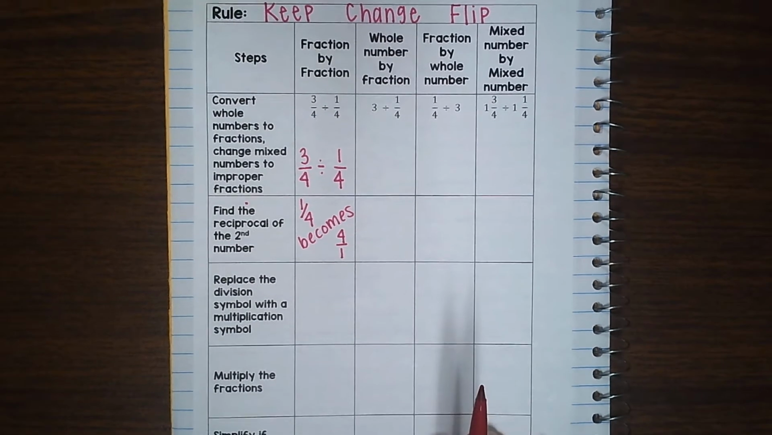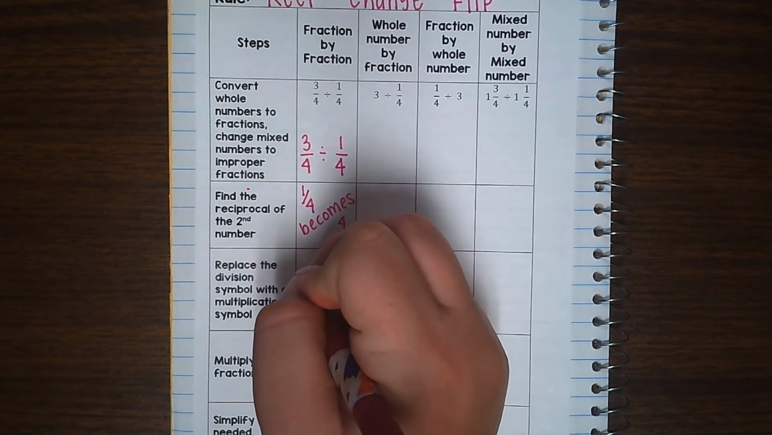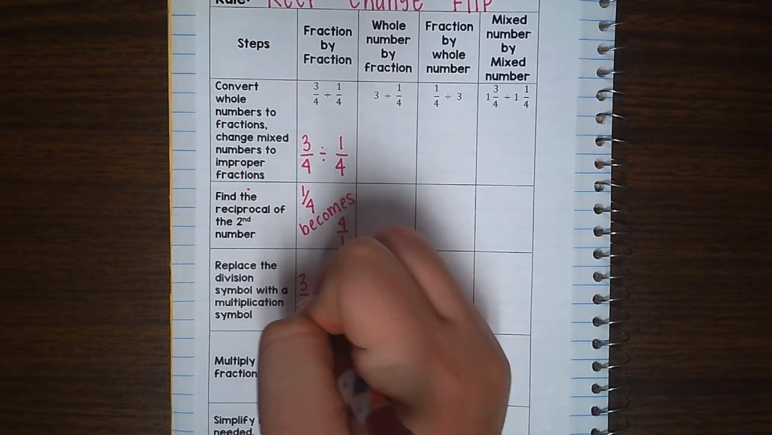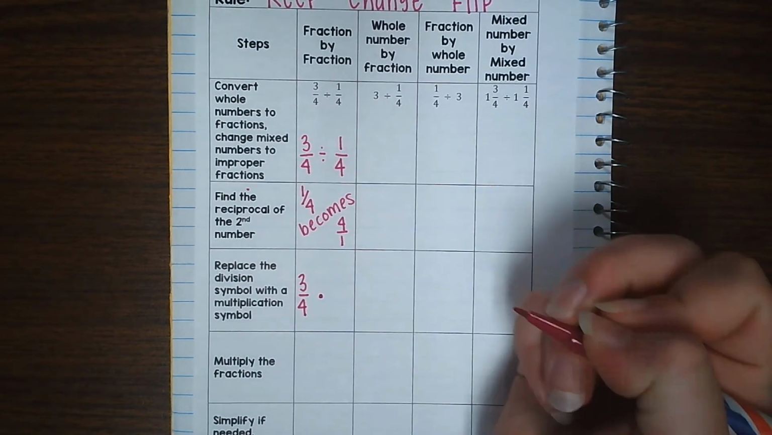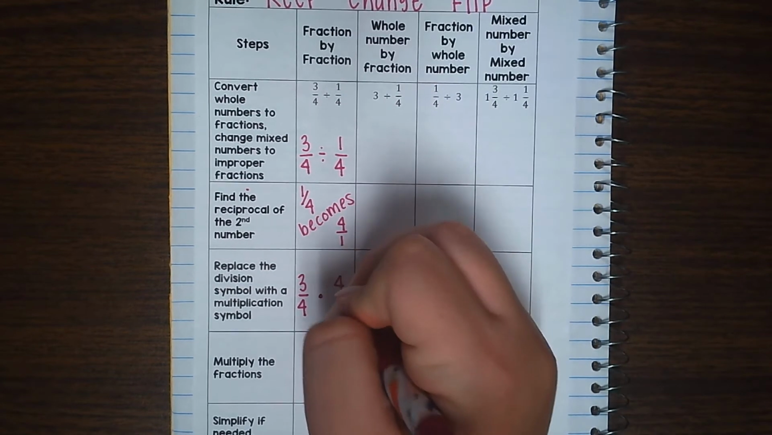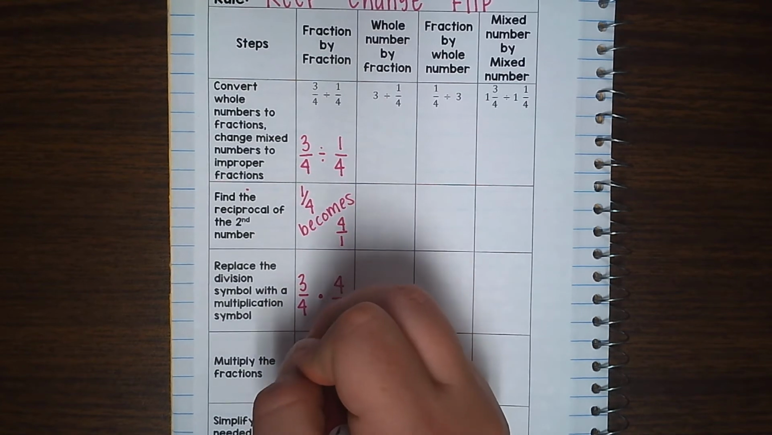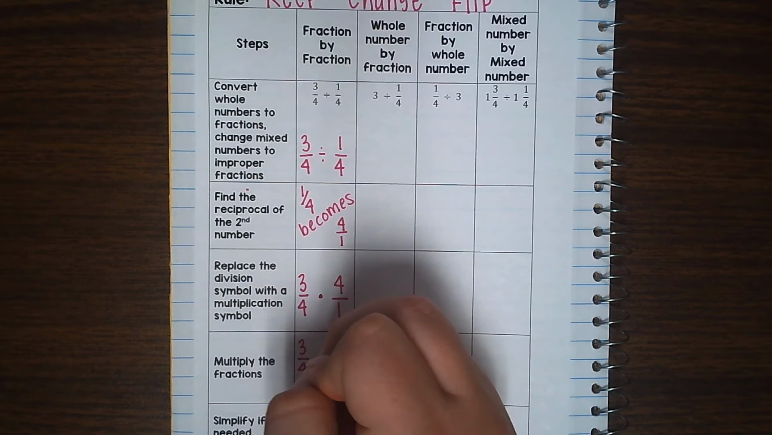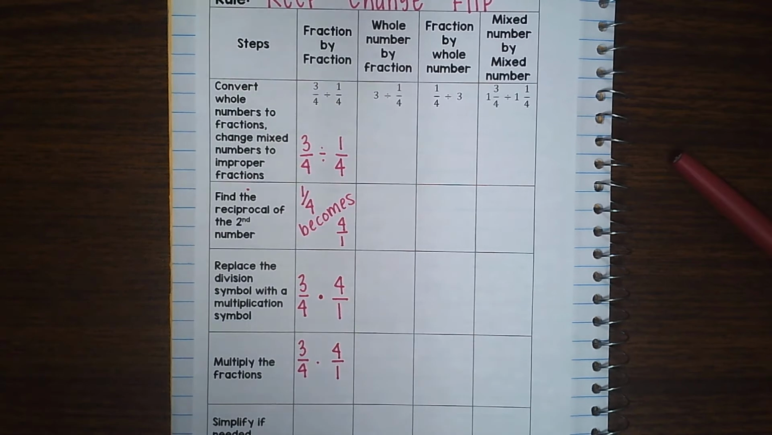Step 3 says to replace the division symbol with a multiplication symbol. Okay, so you've still got 3/4. This time, instead of having division, we're going to put a multiplication. And in step 2, 1/4 became 4/1. Step 4 is to multiply. So we've got 3/4 times 4/1. Remember, like we talked about yesterday, to check your diagonals.